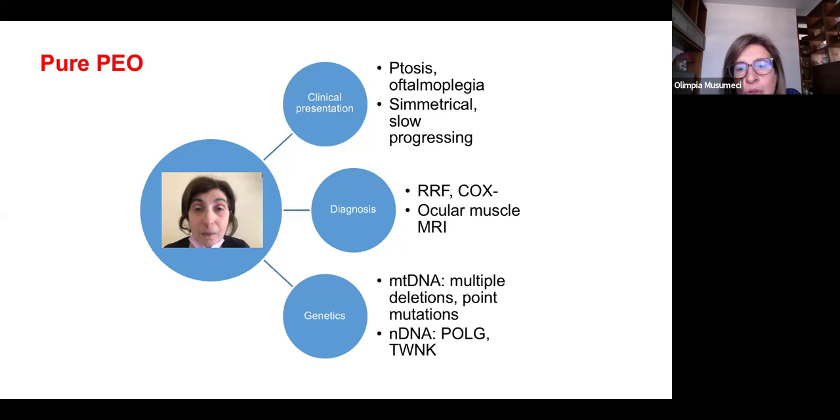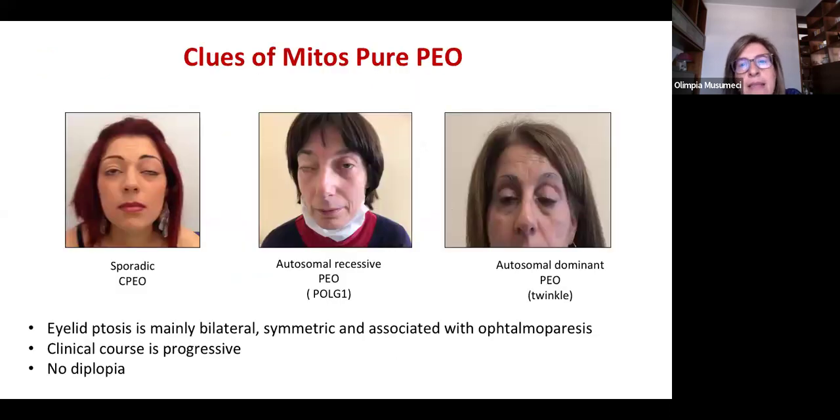From the genetic point of view, the pure PEO can of course be associated with multiple deletions, but mainly with a point mutation that is sporadic. But there is a part of patients that is harboring a mutation in nDNA, nuclear DNA. And these are three patients coming from our cohort.